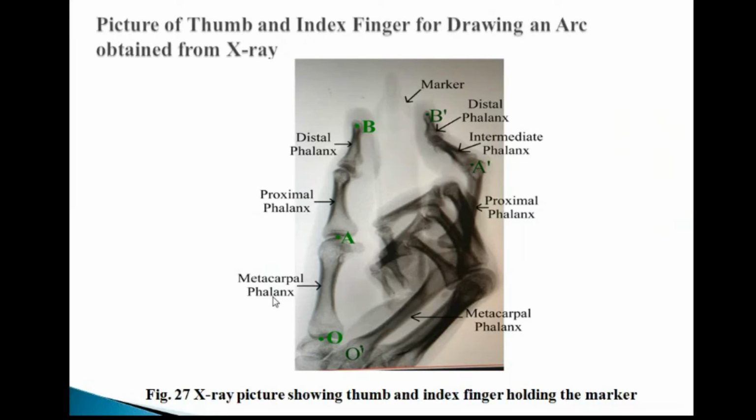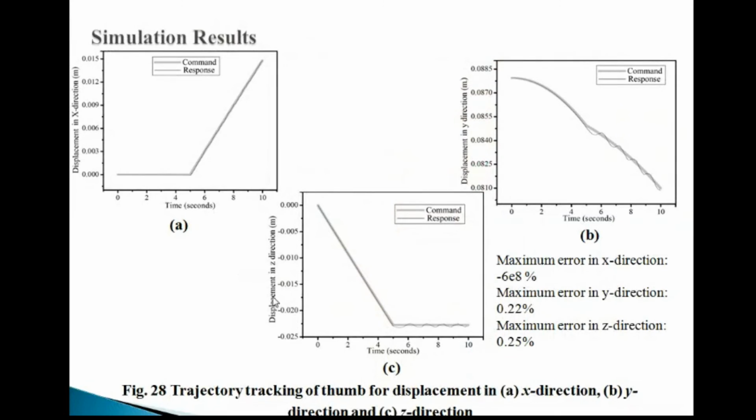So all the phalanges are also considered here. Lower manipulator is considered from O to A and upper manipulator is from A to B. Now these are the simulation results, where you can see the trajectory tracking is done in all the 3 directions, that is X, Y and Z directions. And lengths of both the manipulators are measured from X-ray position.